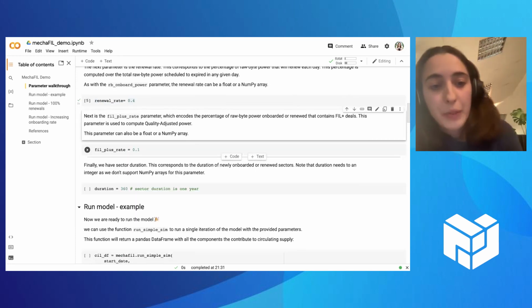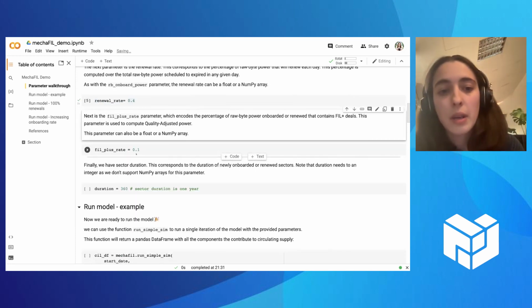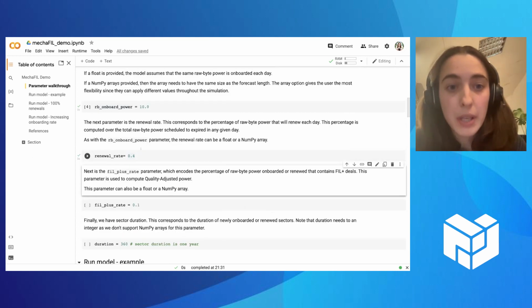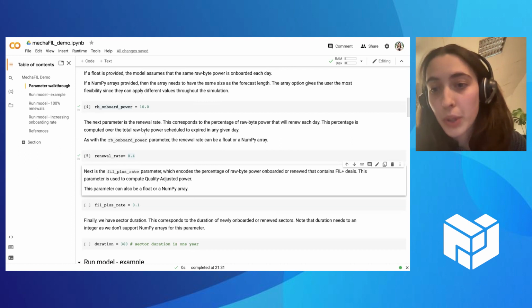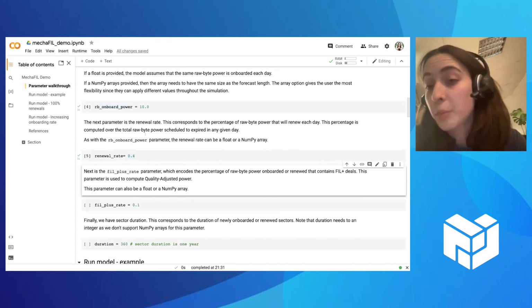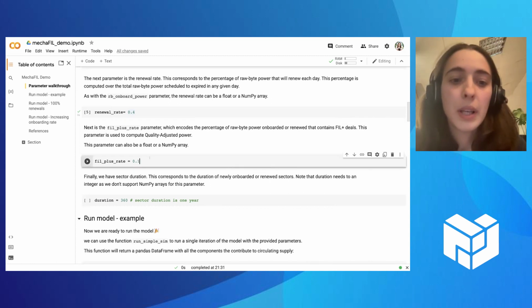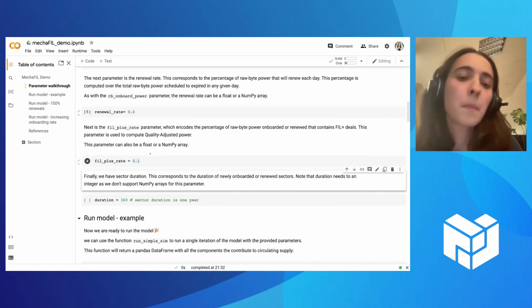And then we have the fill plus rate. So this is the percentage of power that is being onboarded. So from these 10 pips that is being onboarded every day, how much of that power includes fill plus deals? Okay. And again, this can either be a number or a vector. And here we are just assuming 10%.